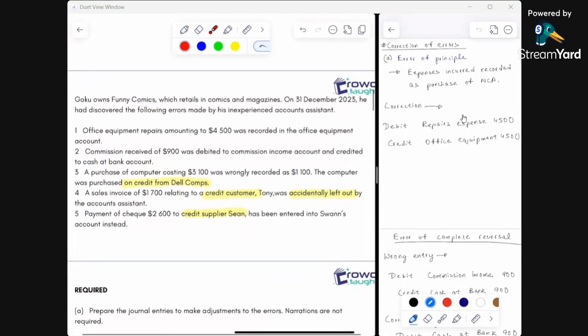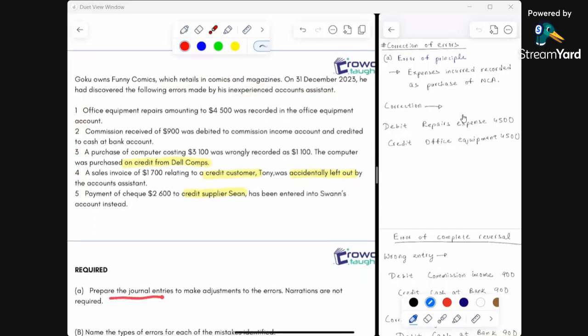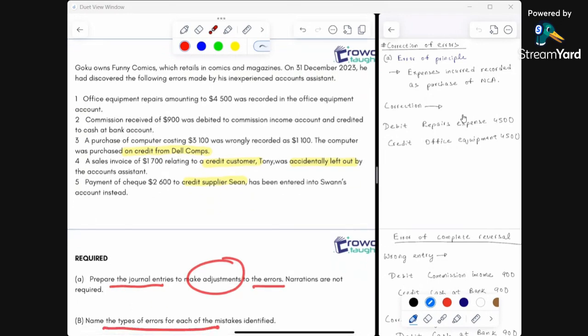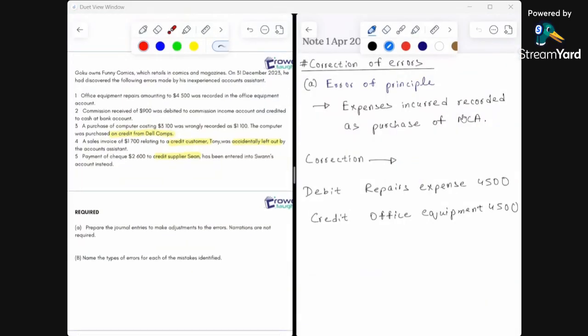Goku owns Funny Comics, which retails in comics and magazines. On 31 December 2023, he had discovered the following errors made by his inexperienced accounts assistant. So here we have got 5 errors that we have figured out on 31 December 2023. And the requirement in this question is to prepare the journal entries to correct these errors and also to name these types of errors. Okay? All right. So let's look into the workings now on the right hand side. Starting with the first error.